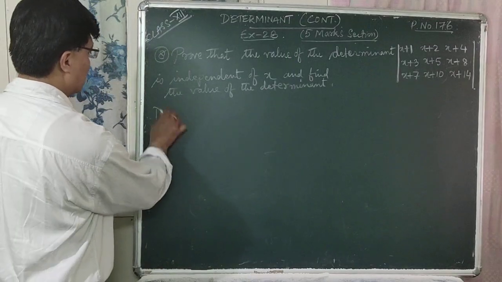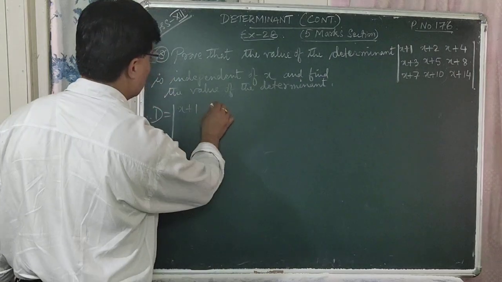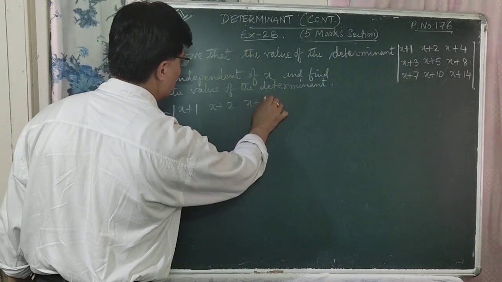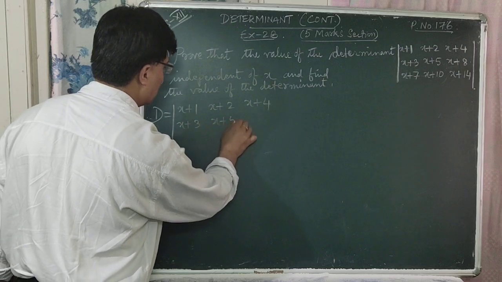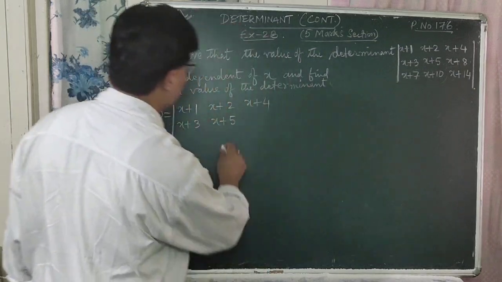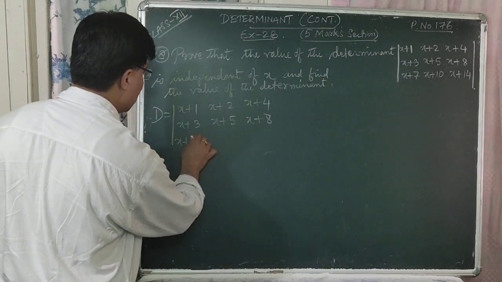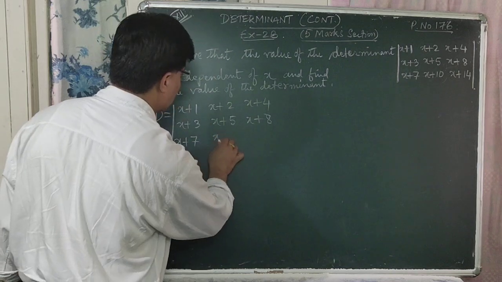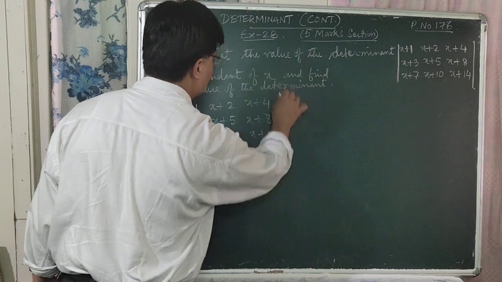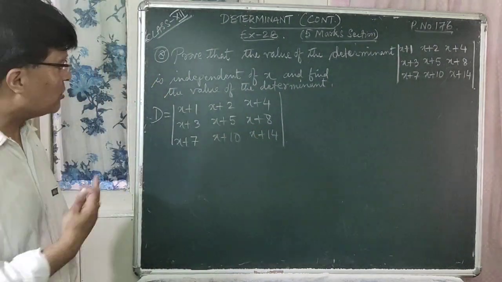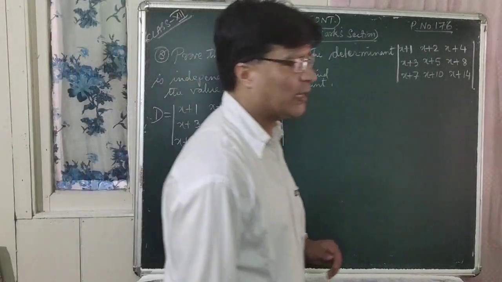So let us write D is equal to, what is the given determinant here? X plus 1, x plus 2, x plus 4, next x plus 3, x plus 5, then x plus 8, then x plus 7, then x plus 10, then x plus 14. Now how will you simplify this determinant? You have to remove x, okay?